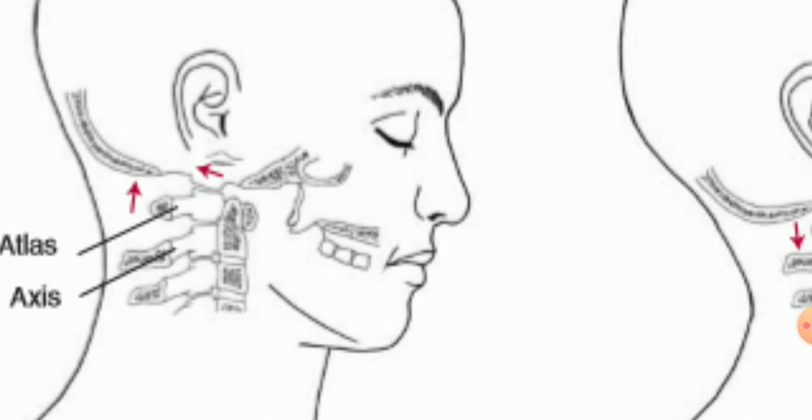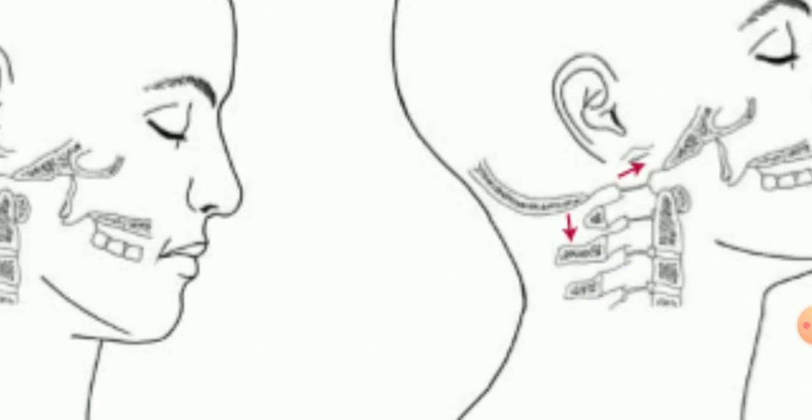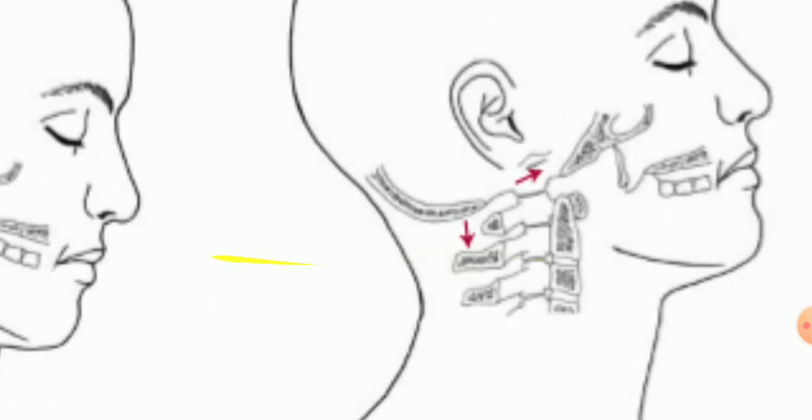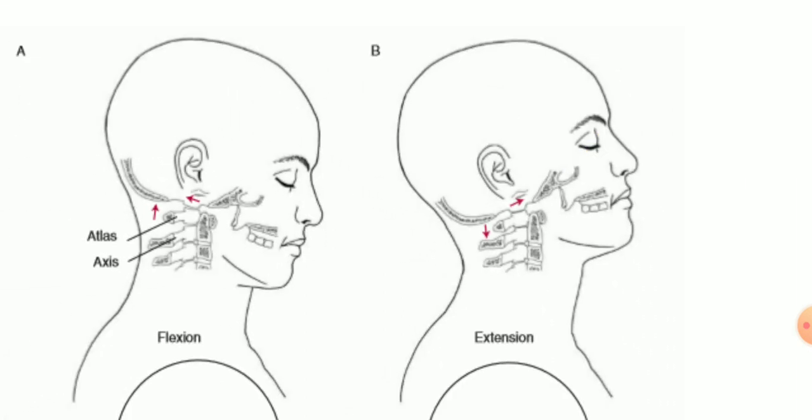So if there is an anterior nodding, what is happening? The condyles of occipital will go for posterior translation. At the same time, the atlas can go for superior translation. And there will be an increase in space between the atlas and axis. But when it comes to posterior nodding, the opposite thing will happen. The occipital condyles will go for anterior translation, and the spine, atlas and axis almost come together.